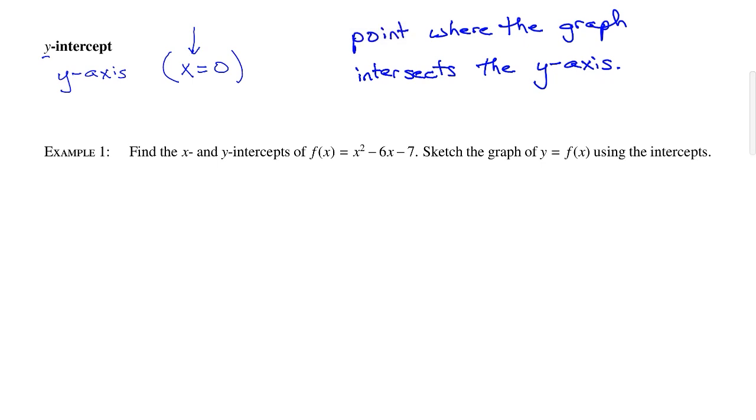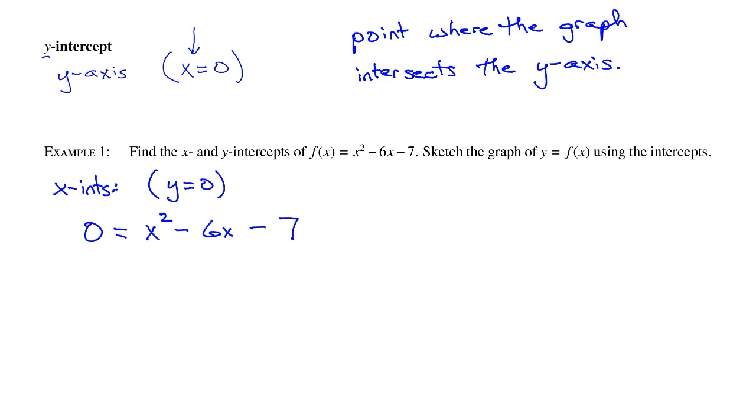Let's look at example number 1. Find the x and y intercepts of f of x is equal to x squared minus 6x minus 7. Sketch the graph of y equals f of x using the intercepts. So we want both intercepts. Let's start with the x-intercepts. The x-intercepts are where y is equal to 0, and the y is f of x. So we're going to have 0 is equal to x squared minus 6x minus 7.